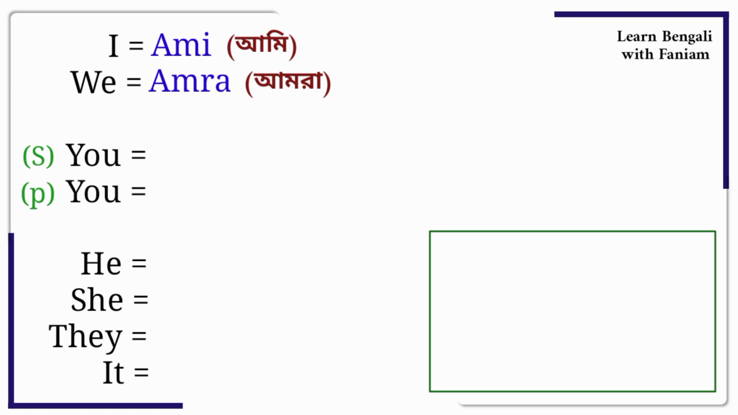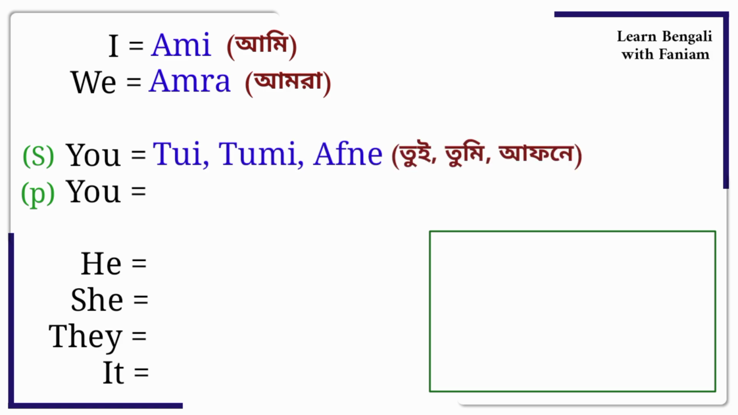And then you, first for the singular. For this, Sylheti people use three different pronouns. These are tui, tumi, afne. Now you have to know the differences, so just listen carefully. First one is tui. You can use it with someone who is your close person or your best friend, otherwise not. So tui is just for a best friend or any close person.